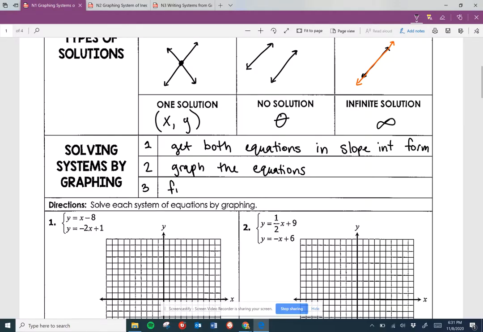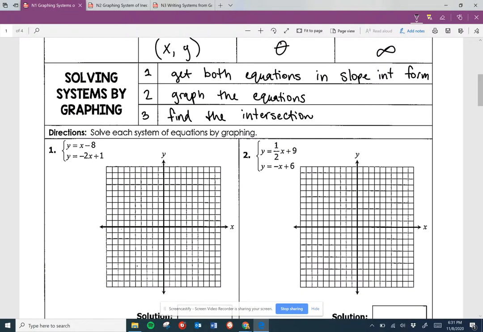Okay, so if we look at this first example, we are already good on the first step because we can see that both of these are already in slope-intercept form. So let's go ahead and graph the top line. I'm just going to do these in two different colors so you can keep up with what I'm doing. I'm going to do the top one in pink. This line has an m of 1 and a b of -8, right? So I'm going to start my graph here, 1, 2, 3, 4, 5, 6, 7, 8, at -8. And then I have a slope of 1 to continue my line. So that is going to look like that.